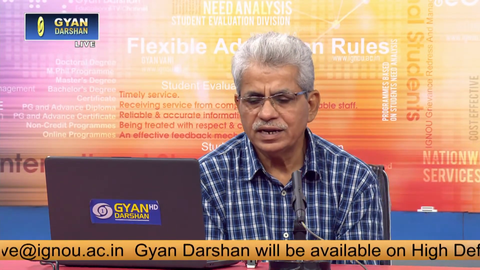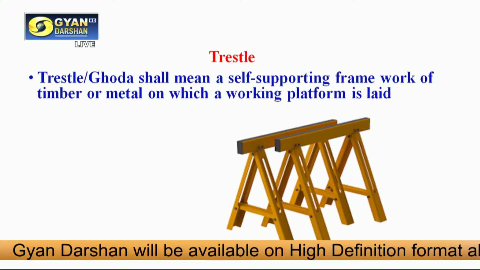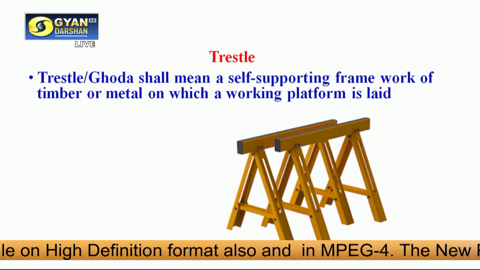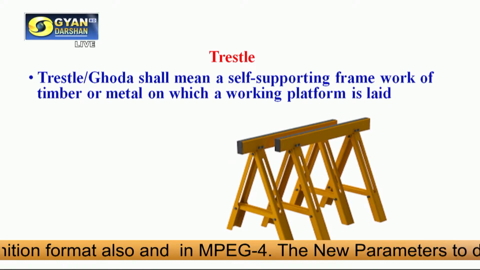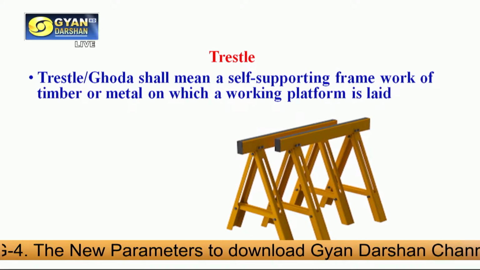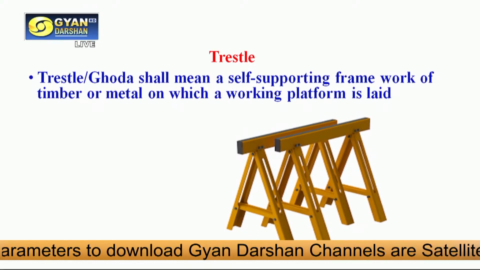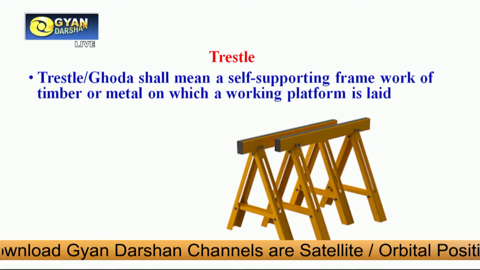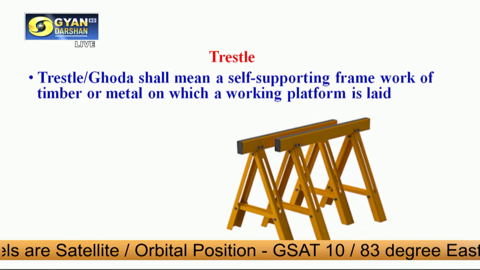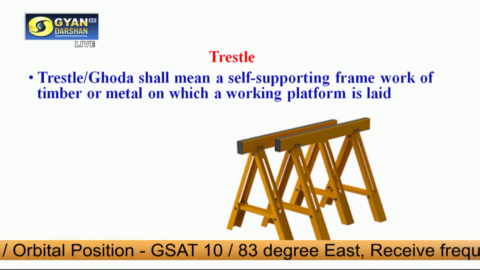Then trestle, or ghoda as it is called. This is a self-supporting framework of timber or metal on which a working platform is laid. It is generally used for low height work, where a small quantity of work is done, and a single worker generally uses such a support system for working at lesser heights. This is not used for large heights.